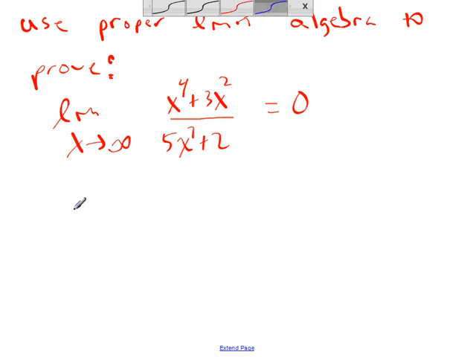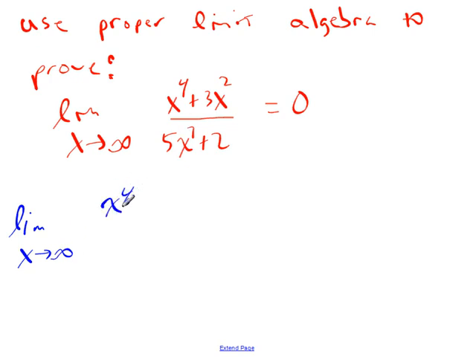Okay, here we go, math people. So we got the limit as x approaches infinity, dividing by x to the 7th, because that's the highest power. We get x to the 4th over x to the 7th plus 3x squared over x to the 7th.